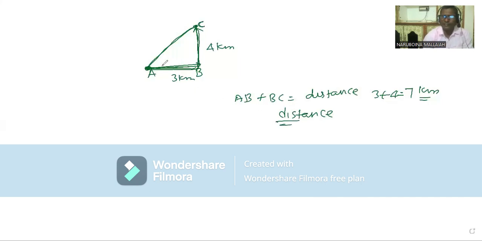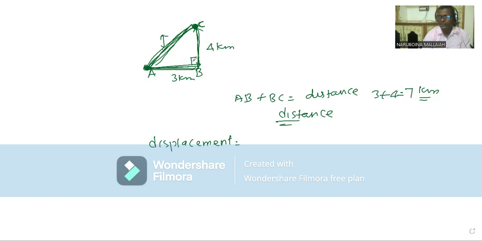Now, for the same picture, I am asking you, what is the displacement? Displacement is the shortest distance between two points, meaning the final point and the initial point. This is the initial point. This is the final point; I reached C. If we join these two points, we get a line. This line gives us displacement. Displacement is final position minus initial position. So this value I have to calculate.